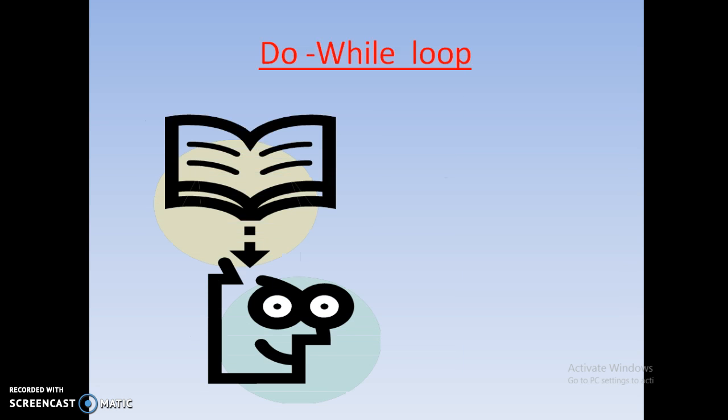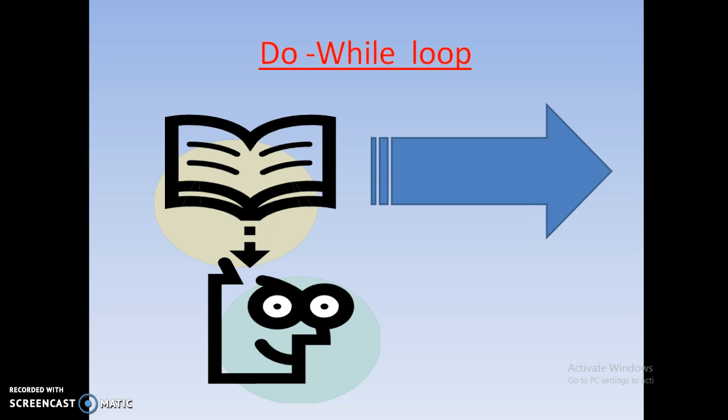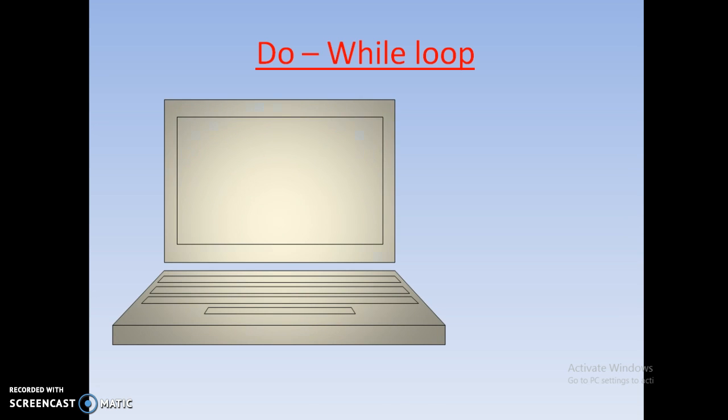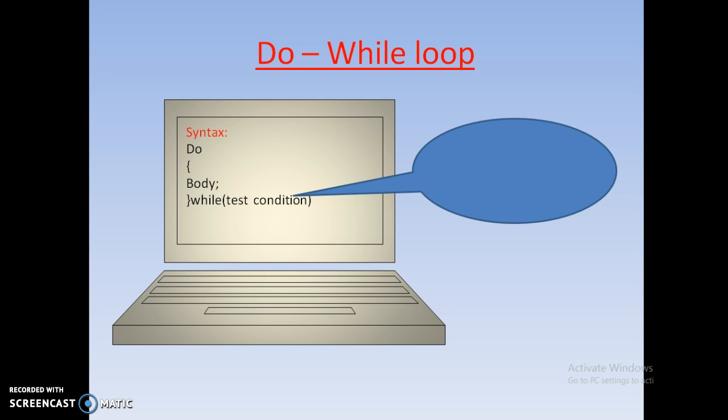What is a do while loop? A do while loop is an exit control loop. Now let's see its syntax. Do body of the loop while test condition. Test condition. If the test condition goes true, the body will be executed. Otherwise, it exits from the loop.